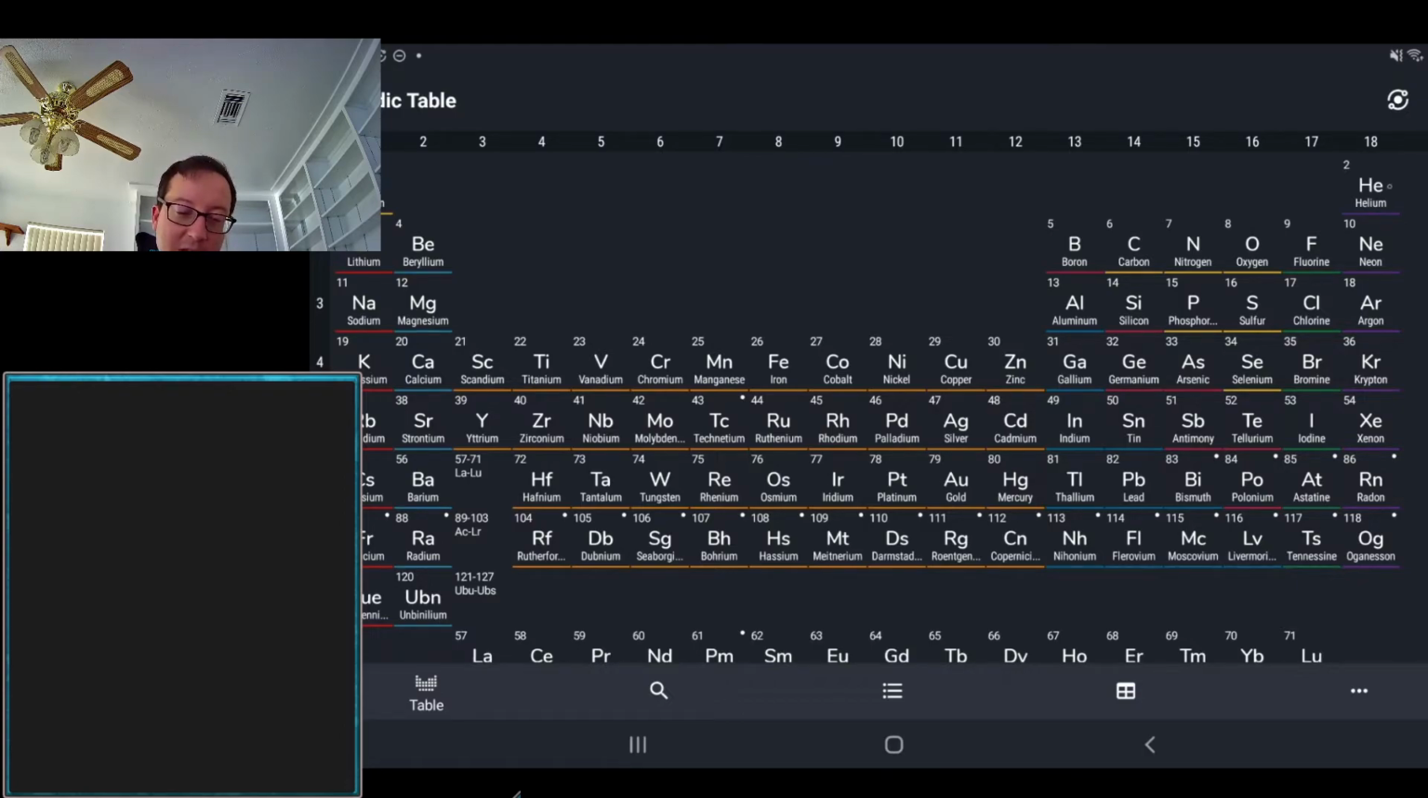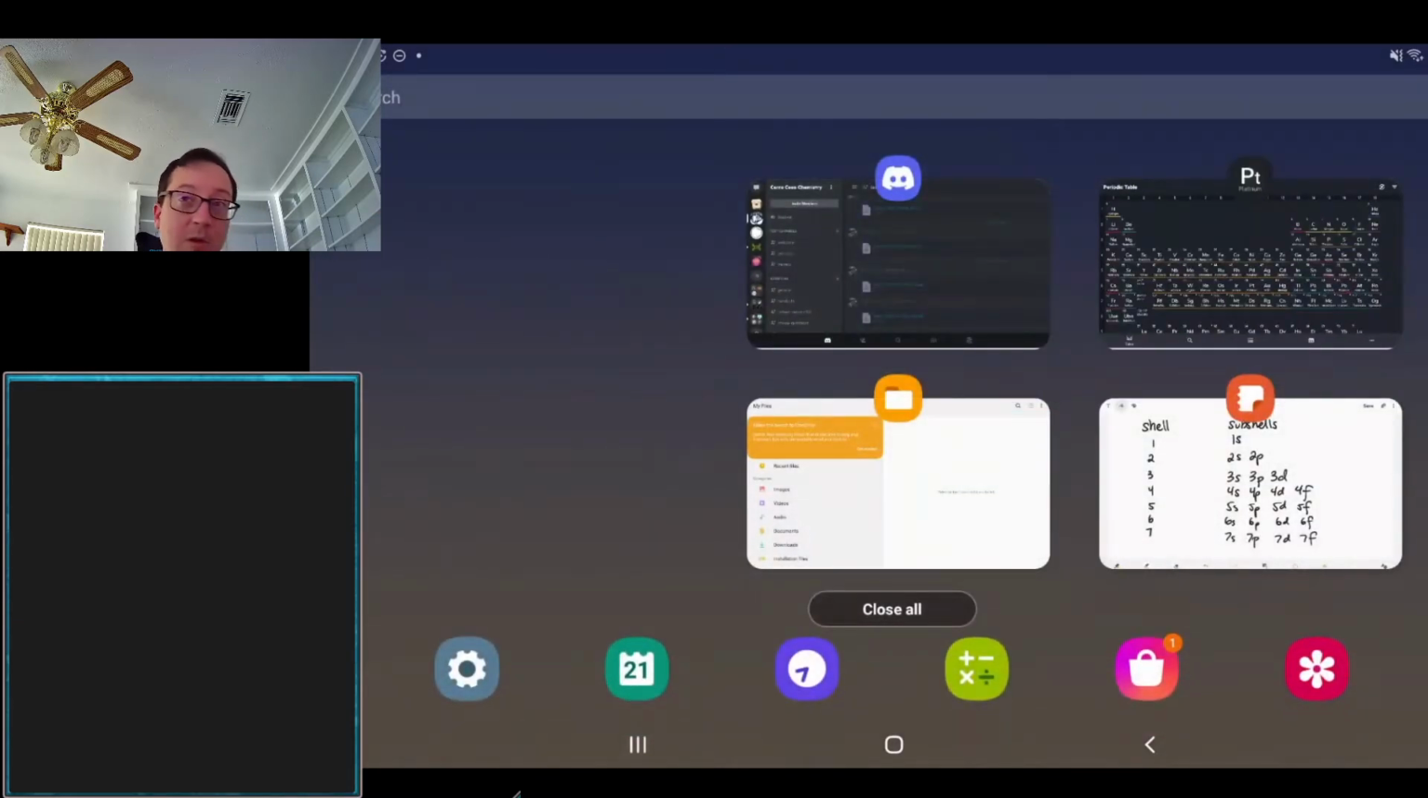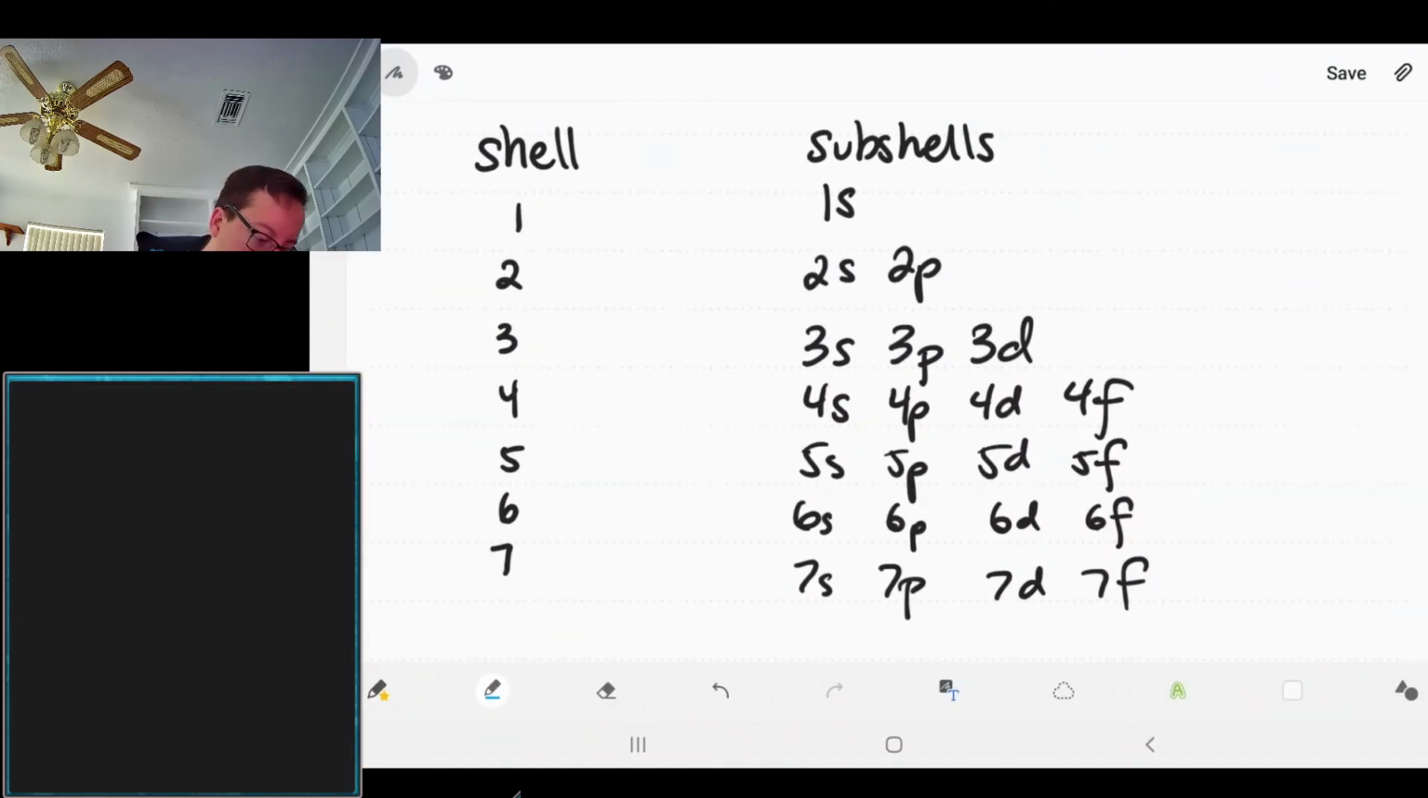Helium is the first one. This is our first period, first row of the table, second, third, fourth, fifth, sixth, 7 rows of the periodic table. Those do correspond with the shells.